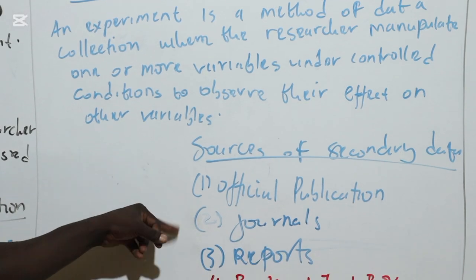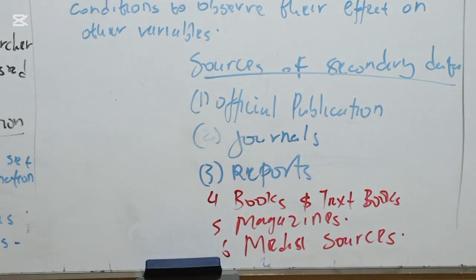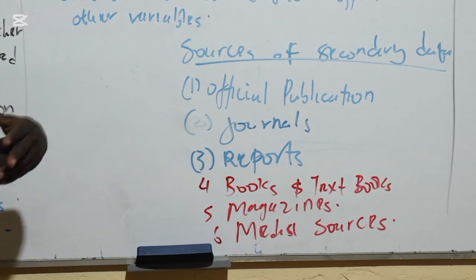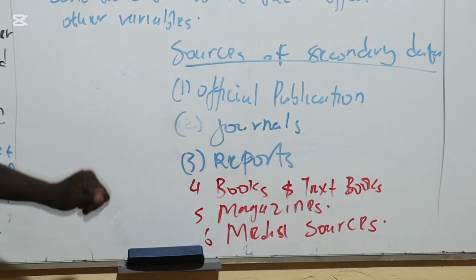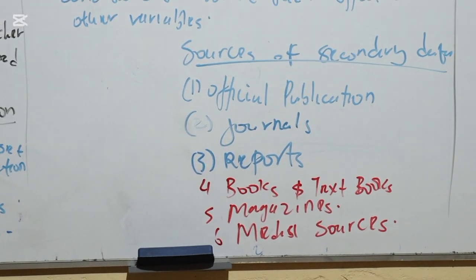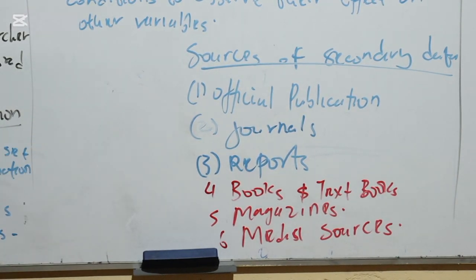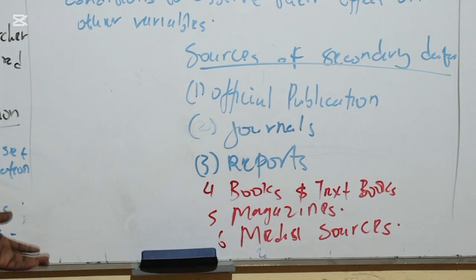My next topic will be the sources of secondary data. We said primary data is first-hand information. So for secondary data, we might have many sources. Number one, official publications by the government. Number two, we may have journals, reports, books and textbooks, magazines, media sources.